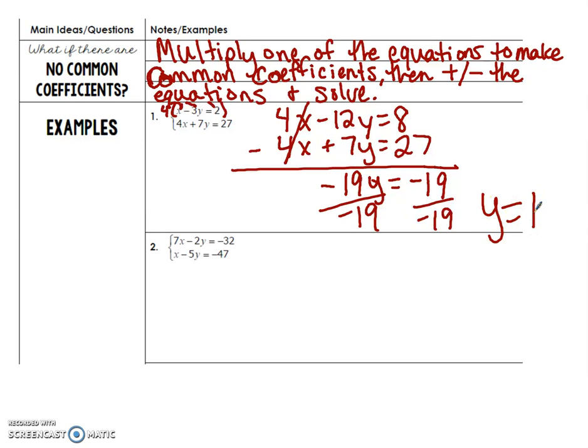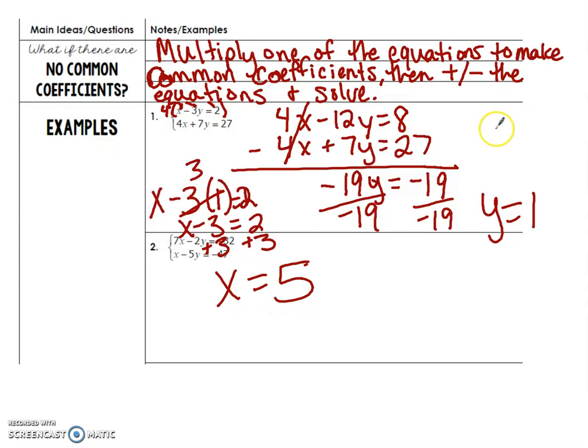Okay, now we're going to plug that back into one of our original equations. Remember, because we could have went astray over here, so we want to use an original equation. So let's just use the top one. So we have x minus 3, take out y, put in 1, equals 2. Okay, 3 times 1 is 3. So we have x minus 3 equals 2. So plus 3, get x equals 5. So our ordered pair is 5, 1. Now you can plug this back into both equations to see if it is correct.